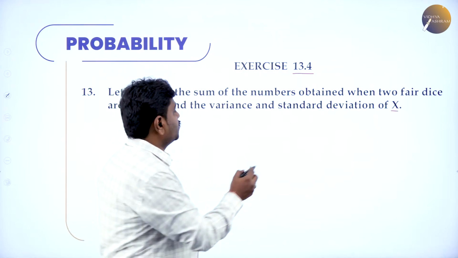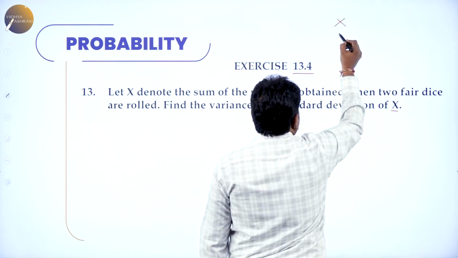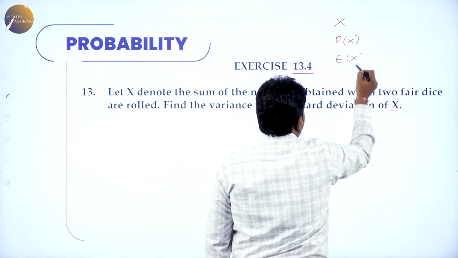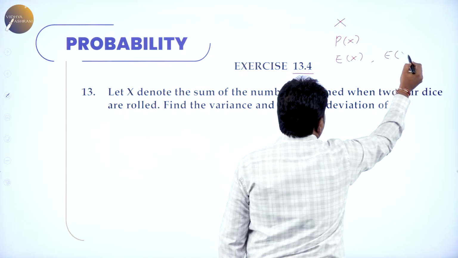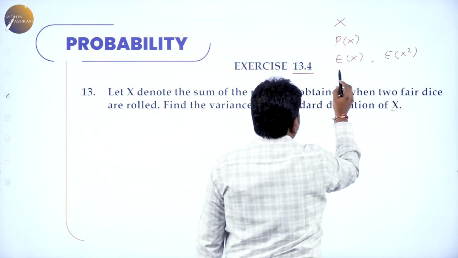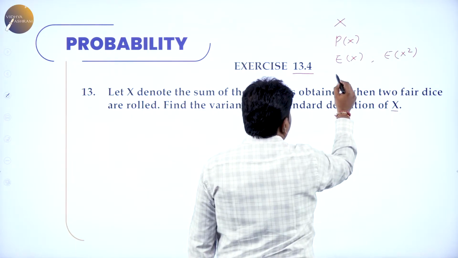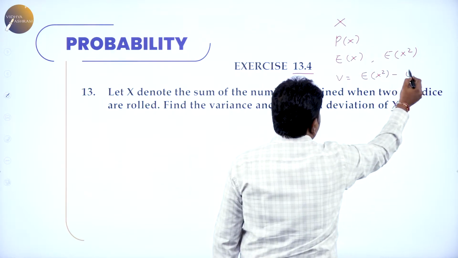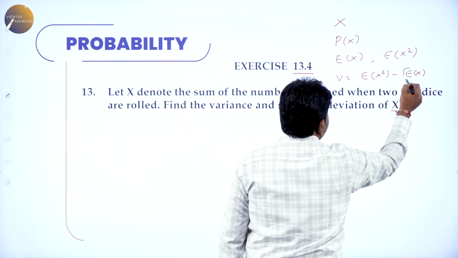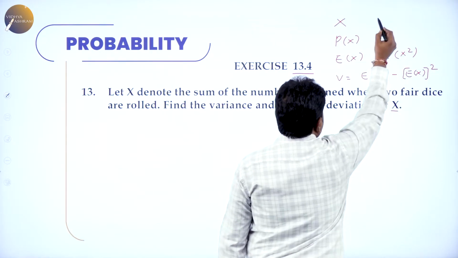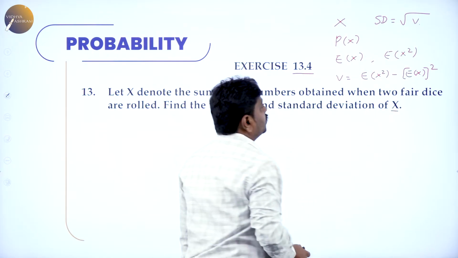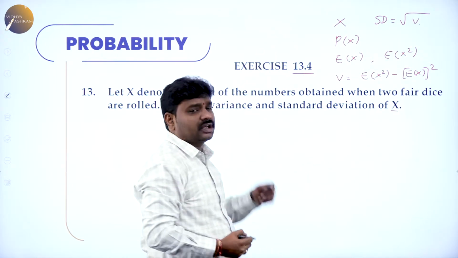So first your task is to find x and P of x, the probability distribution. Then you should find E of x. Then you should find E of x square. Then you should use the formula for variance. So variance is E of x square minus E of x the whole square, and standard deviation is root of variance. So all these things in order we'll find.